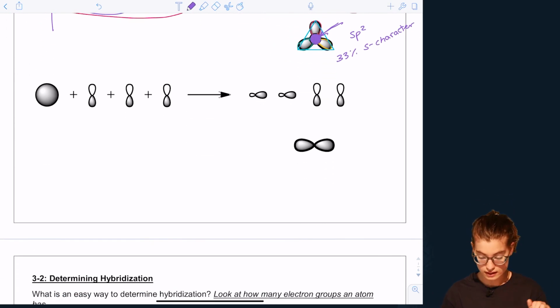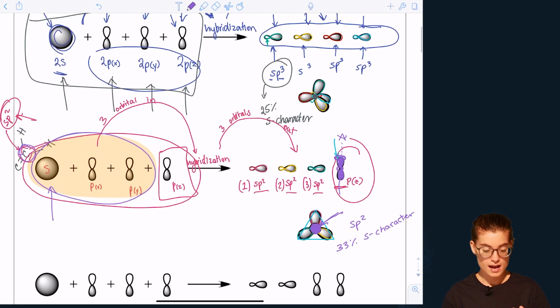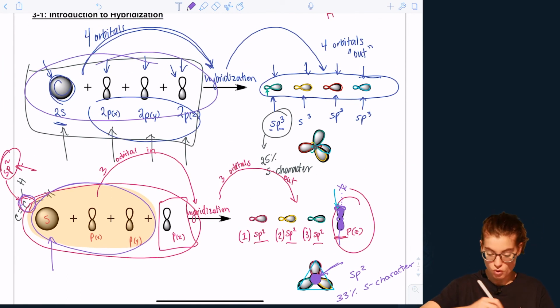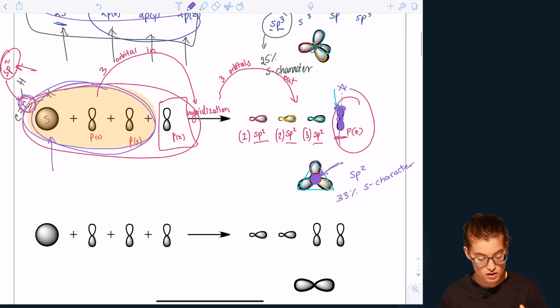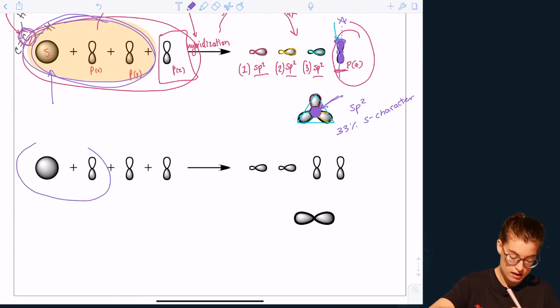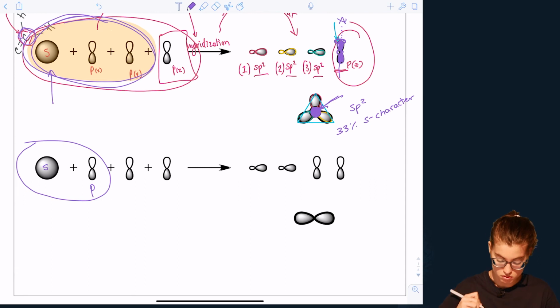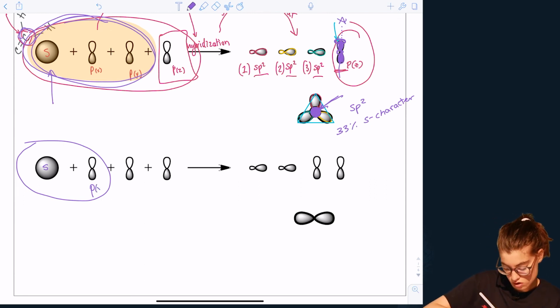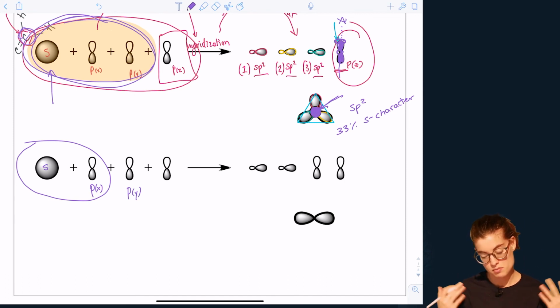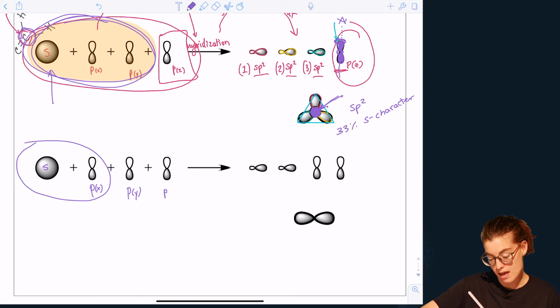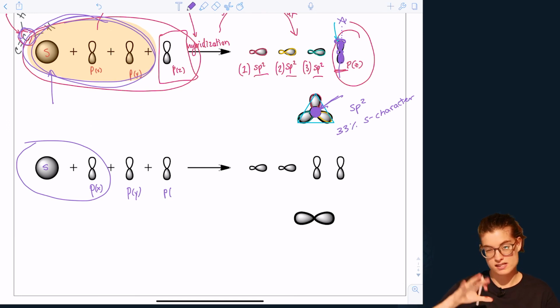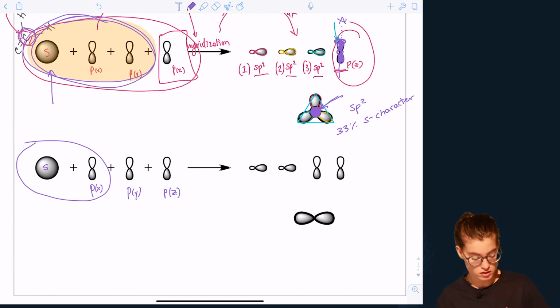Okay, and lastly, what if I don't want to hybridize all 4 orbitals, and I don't want to hybridize 3 orbitals, but what if I only want to hybridize an s orbital and a p orbital? Okay, so let's call this the px, and we'll call this the py, but it really doesn't matter because remember, px, py, and pz, they're all the same energy-wise. The only difference is their orientation in space. So it doesn't really matter too much.